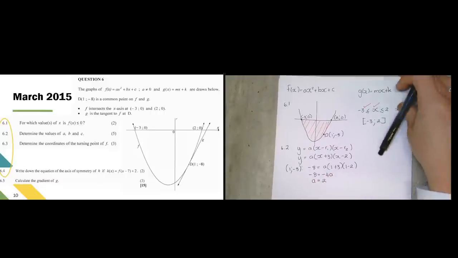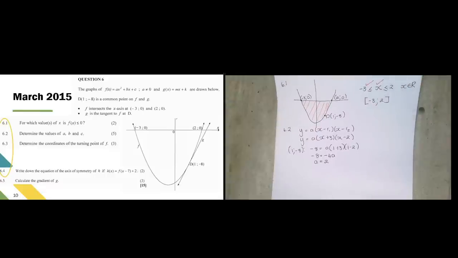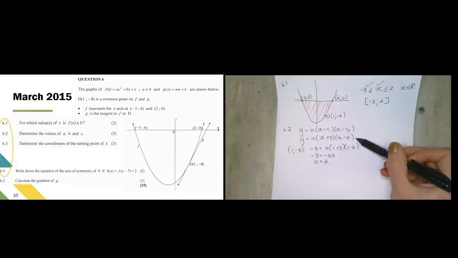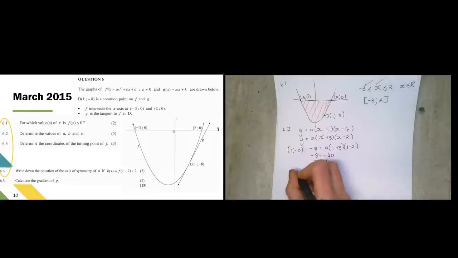Am I done with this question yet? No, the question said calculate the values of A, B, and C. I've only got A. How do I get B and C? I go back to my equation. I now know what A is. So Y equals 2 bracket X plus 3, second bracket X minus 2. And I can now multiply out to get it in standard form. If I multiply that out, it's X squared minus 2x plus 3x is plus 1x, minus 6. And then I can multiply in my 2. So that's 2x squared plus 2x minus 12.